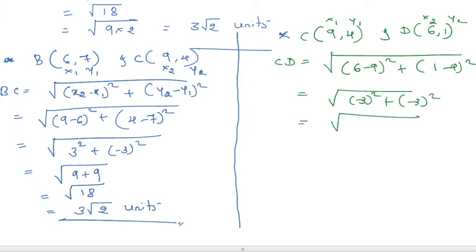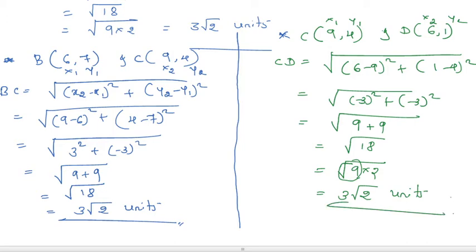You will get square root of 3 square means 9 plus 9, which is equal to 18. 18 can be written as 9 into 2. Square root of 9 is 3, and root 2 stays as it is, so 3 root 2 units. Here the CD value is the same. Now, the AD value.